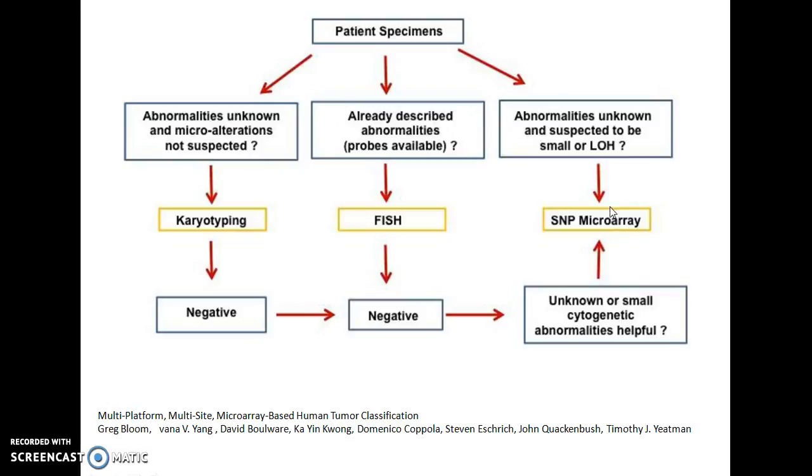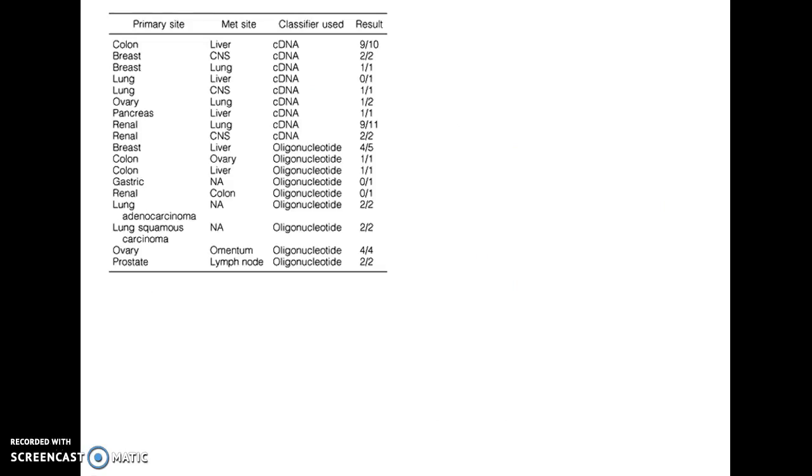And a simple example, SNP microarray. How it has to be applied in the patients, meaning patient specimens where abnormalities are unknown and suspected to be small and unusual. So make the SNP microarray. So this is the application of microarray, and this is the application of microarray in classifying the cancers.